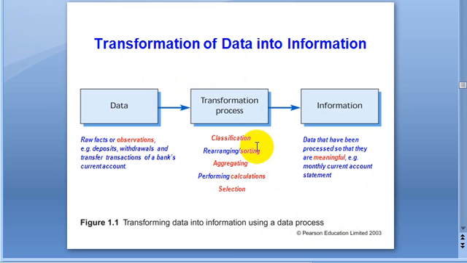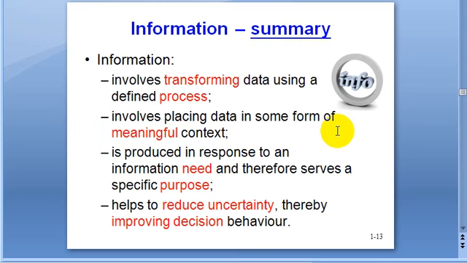Second topic, creating information. How to create information? Data transformation, process information. Process the meaningless data to become information. We are using five approaches: classification, arranging, sorting, aggregating, that means summation, performing calculation, and selection, any selection criteria for screening. Information is more meaningful. The purpose of using information is to reduce uncertainty, to increase the level of confidence in making the right decision.